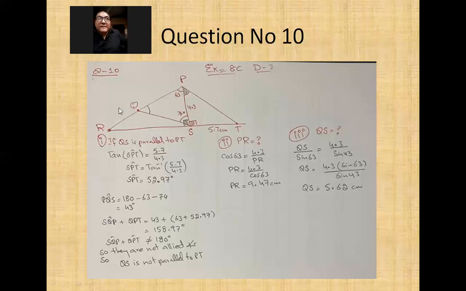So, the angle properties of parallel lines. If PT and QS are parallel to each other, then the angle PQS and the angle QPT will be allied angles, and their sum will be 180. The allied angles are supplementary. Their sum is 180. So I will show that their sum is 180.